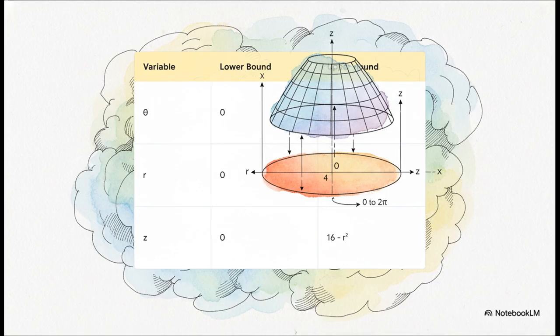Notice that our height now depends on how far we are from the center. Finally, to get the radius, we ask, where does this dome hit the floor? We set z to 0, which gives us r squared equals 16, so r is 4. Our radius goes from 0 to 4.